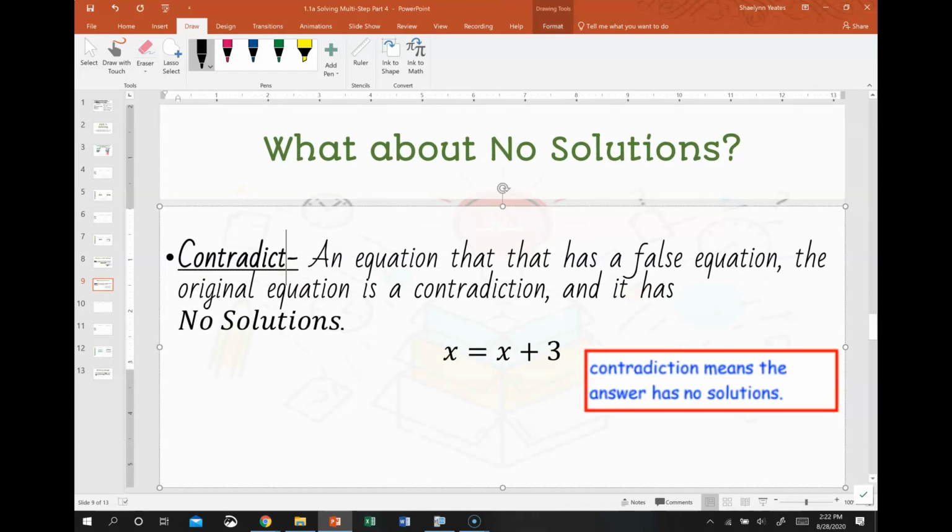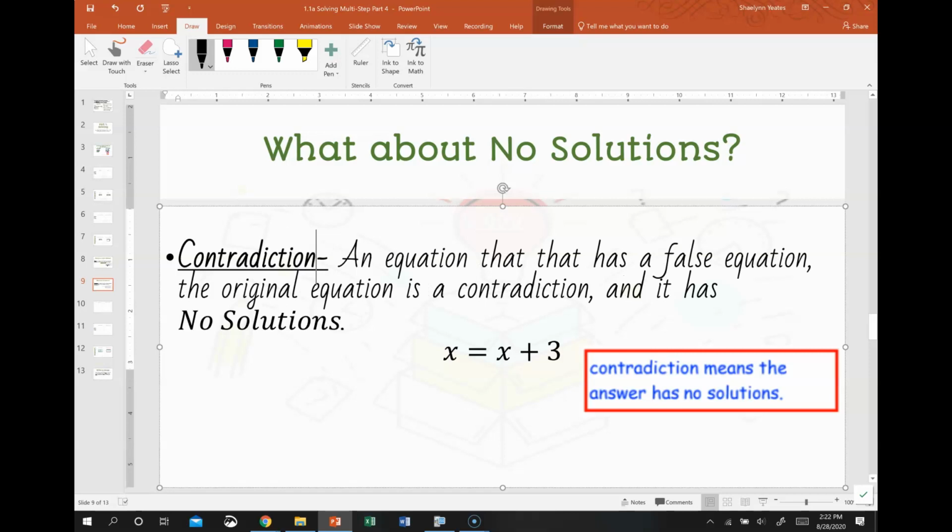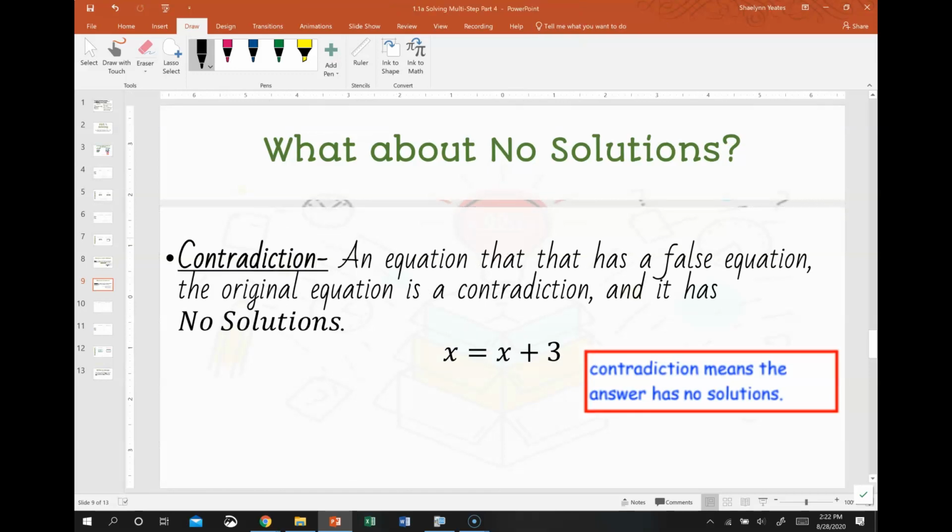Let's change that right here. A contradiction is an equation that is false. In other words, it's not true, ever. Doesn't matter what I plug in. So right here, I have x equals x plus 3. Can a number ever equal 3 more than itself?